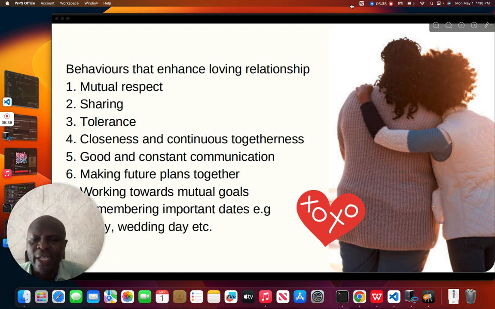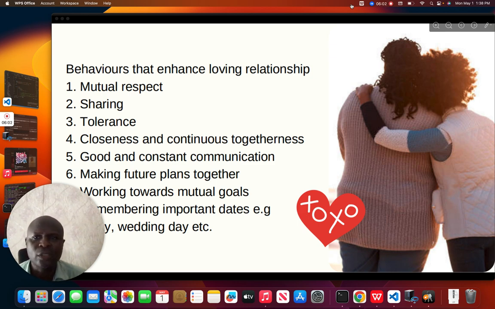Then do not forget, you must remember important dates. Dates are very, very important in our life. When you remember important dates like your birthday dates, like your parents' wedding anniversary, and so on, it is a way that truly you are showing loving relationship.